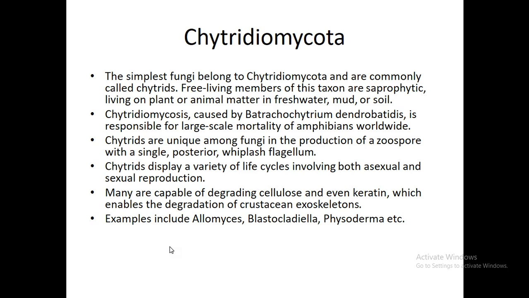They are considered the most primitive of the fungi, and it is thought that by some events there was a loss of flagellum in some advanced genera. Chytrids are unique among fungi in the production of a zoospore with a single posterior whiplash flagellum. Chytrids display a variety of life cycles, which involve both asexual and sexual reproduction. Many are capable of degrading cellulose and even keratin, which enables the degradation of crustacean exoskeletons.